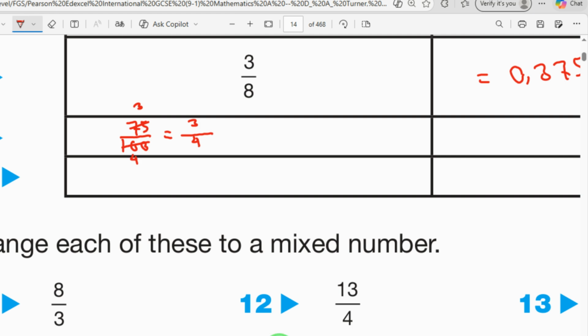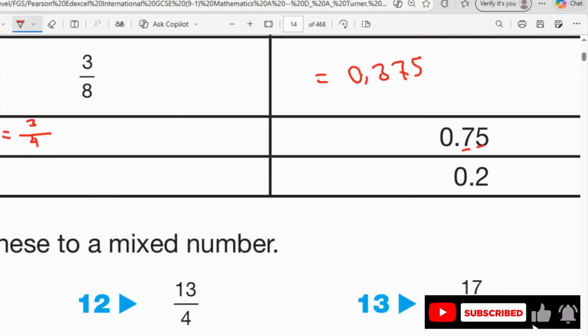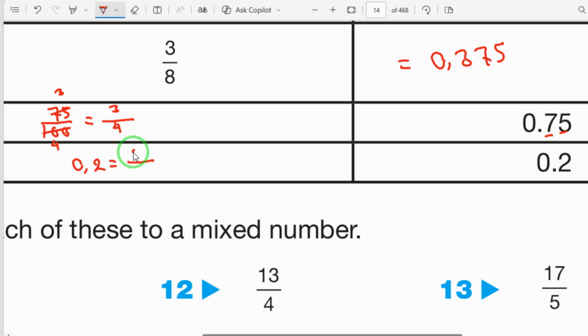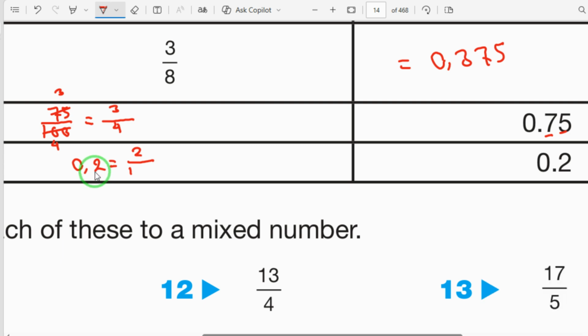And the next question we have 0.2. How can we convert 0.2 to a fraction? First we write 2 over 1, ignoring the decimal point. We count the number of decimal places. Because we have only 1 decimal place, we add one 0 to the right side. Now we can simplify. 1 times 2 is 2 and 5 times 2 is 10, so the answer is 1 over 5.